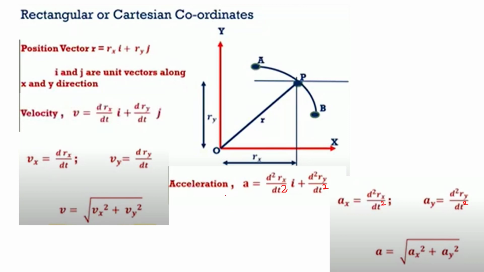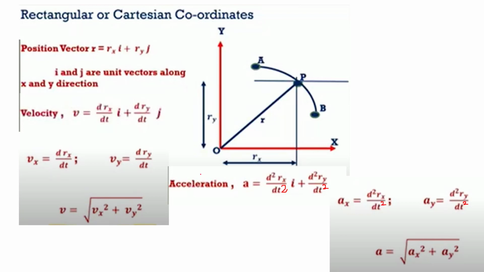Now how will you find the magnitude of the acceleration? So a will be equal to square root of ax squared plus ay squared. So if we have ax and ay, you can find the magnitude of the acceleration. If a particle is moving along a curvilinear path, we will be finding the position, velocity and acceleration in the vector form.